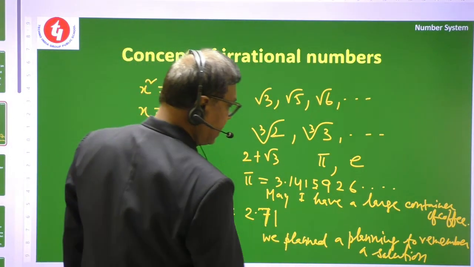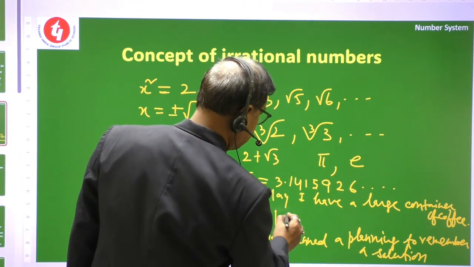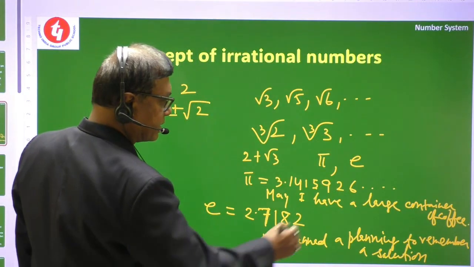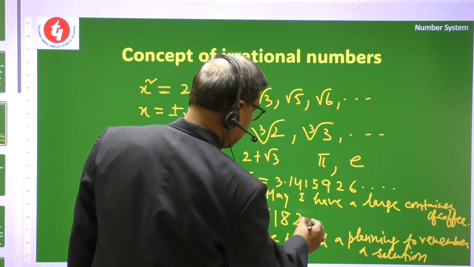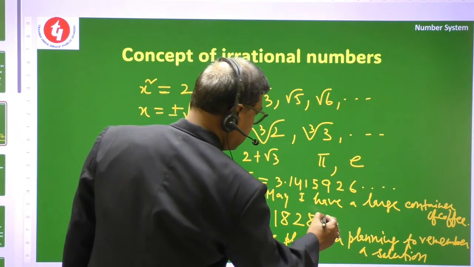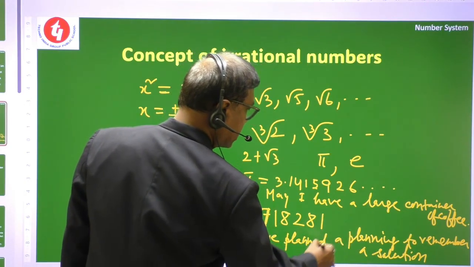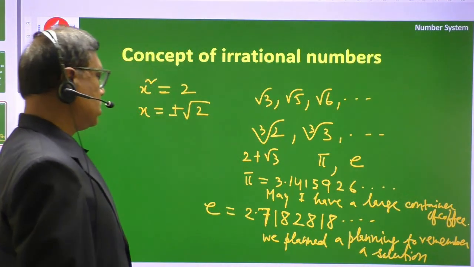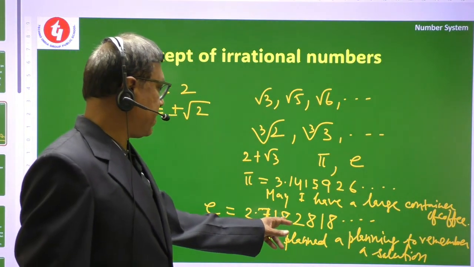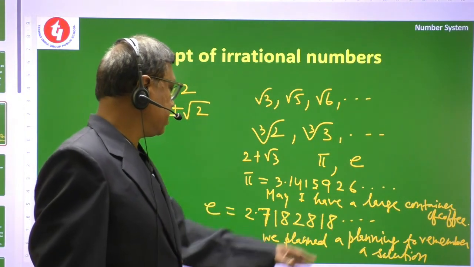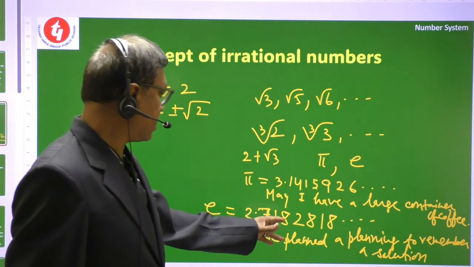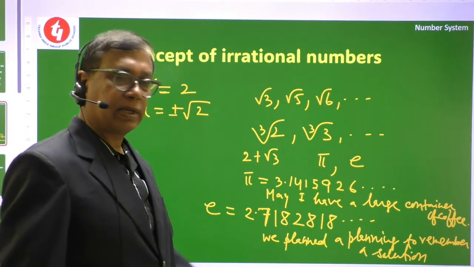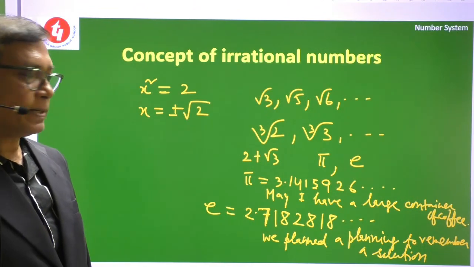So this is 2.71, planning, count 8 letters, 8. To, 2 letters, 2. Remember, again 8 letters, 8. And a, 1. And solution, again 8 letters. So like this, 2.718218. So that means here also 7 places we can remember the value of e. I think this part is clear.